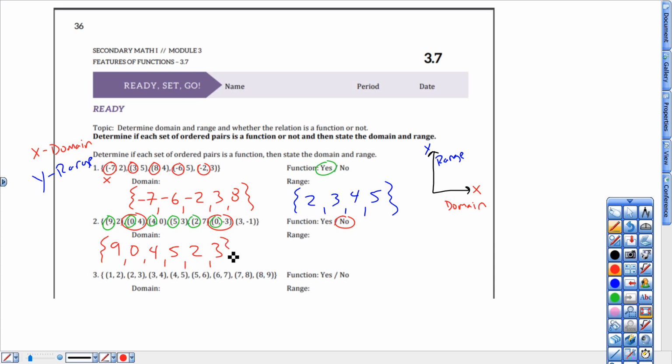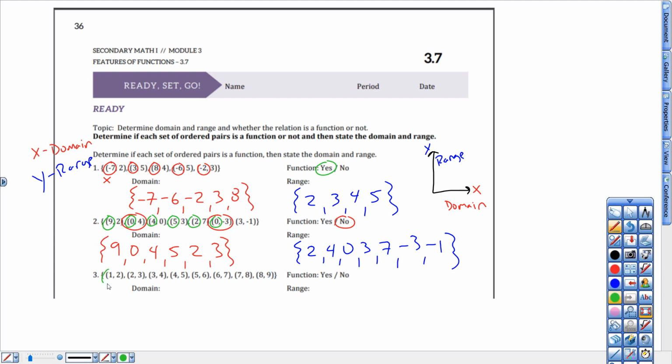Even though this is not a function, still listing the y numbers and the x numbers. X numbers are domain. The y numbers are the range. 2, 4, 0, 3, 7, -3, -1. All right, last problem, last word coming.